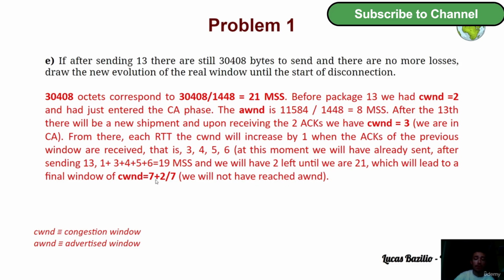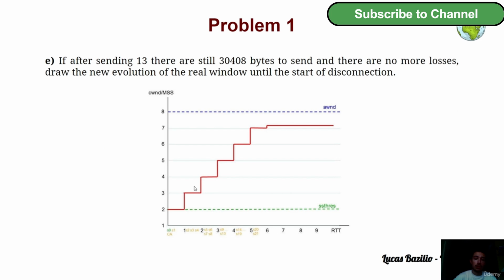which will lead to a final window, as we can see here, using the congestion avoidance phase, of the actual window, which is 7, plus 2 divided by 7, which will give us in this graph this congestion window value, which is roughly 7.28.